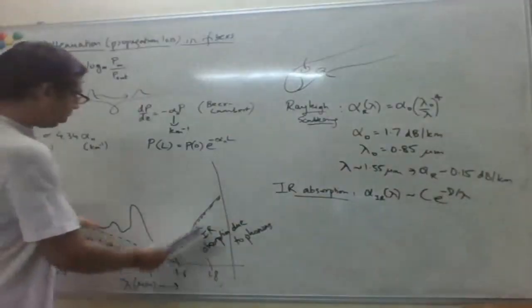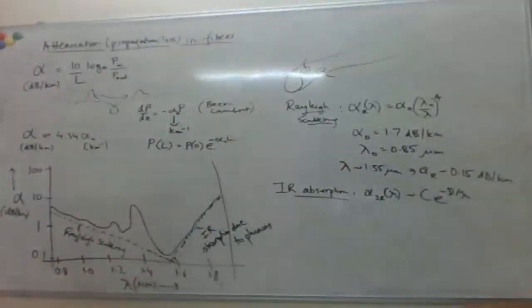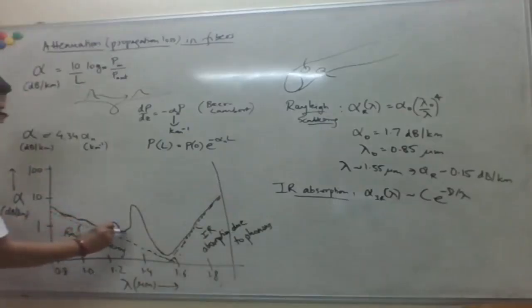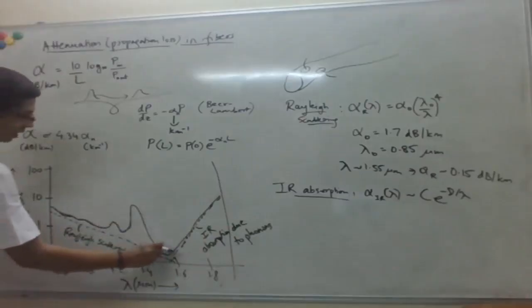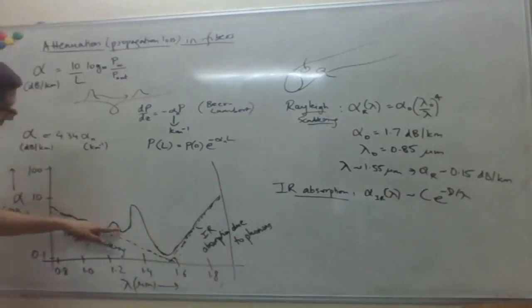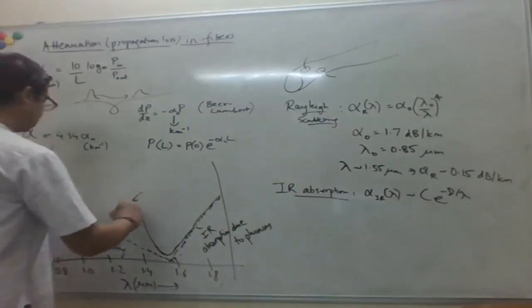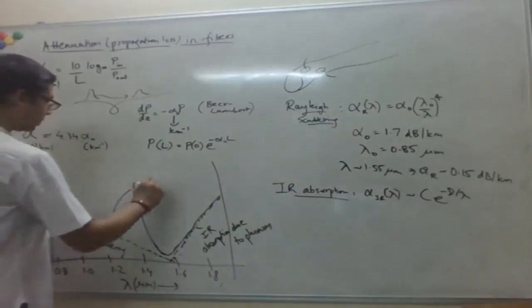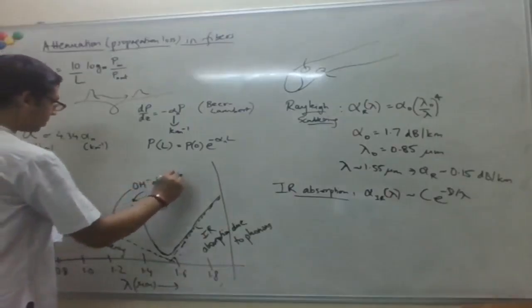So you have these two complementary loss mechanisms which are fundamental. Even if you have 100% pure glass with no impurities or defects, you still have these two loss mechanisms. And you can see that this line, which is what you will get if you measure loss in a typical optical fiber, is close to these fundamental limits. There are these peaks which show up here, and these are due to residual moisture. These are peaks due to absorption by OH minus ions.